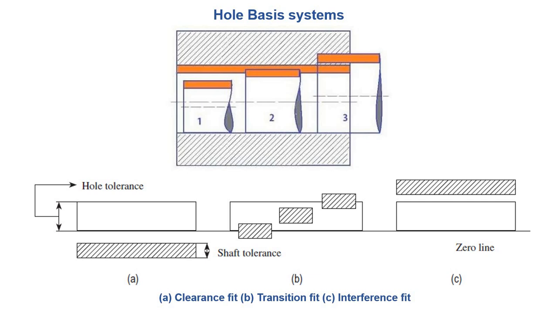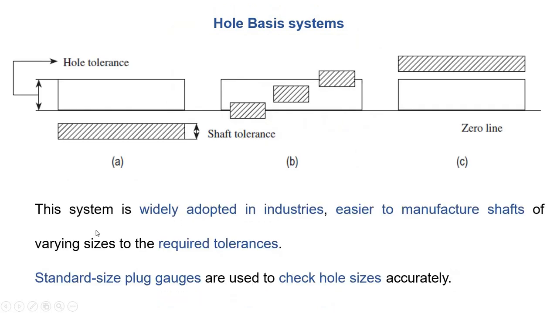We can vary the shaft size by using a simple single point cutting tool on any lathe machine. So varying the shaft size is more convenient than varying the size of the hole. We keep the hole size the same by using one type of drill, and we vary the shaft sizes by manufacturing them on a lathe machine with a single point cutting tool. We can have the types of fits. This system is widely adopted in industries, as it is easier to manufacture shafts of varying size to the required tolerances.